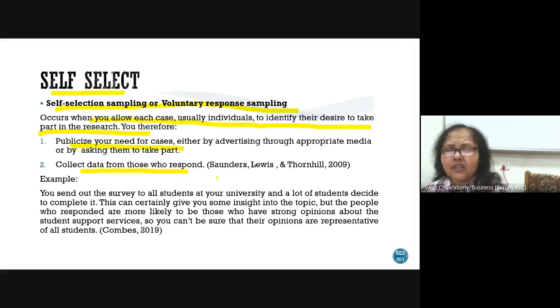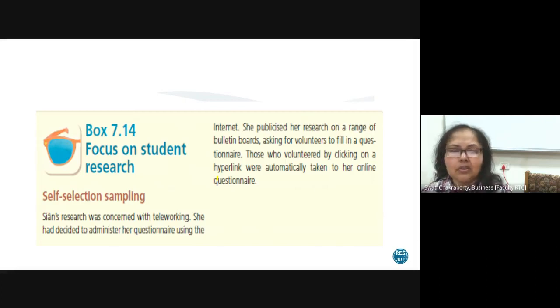So if you send out a survey to all students in your university and a lot of students decide to complete it, this certainly gives you some insight into the topic. But the people who responded are more likely to be those who have strong opinions about the student support services. So you cannot be sure that their opinions are representative of all the students, because it's voluntary. You do not know whether that's true for the entire case. So this is an example.